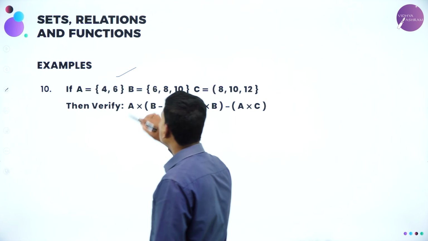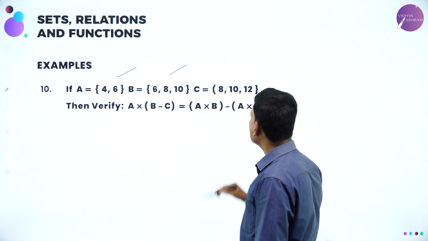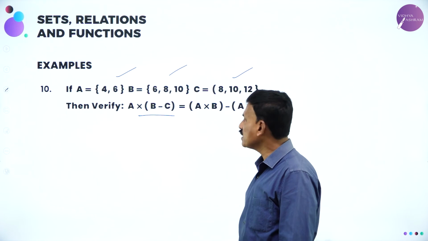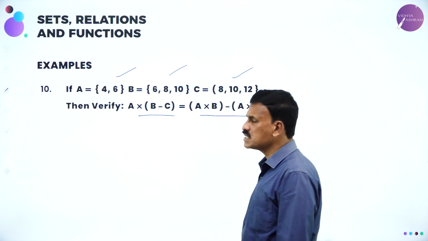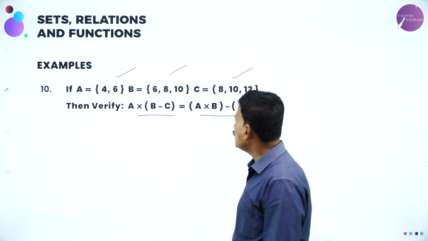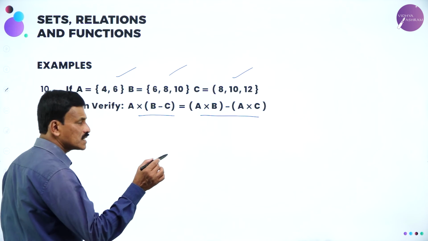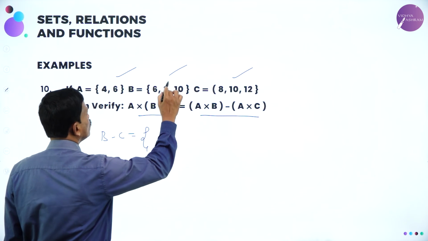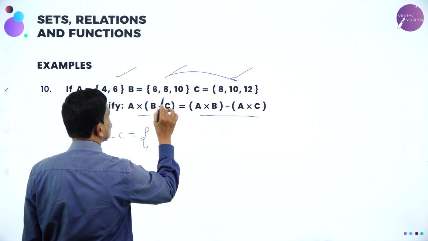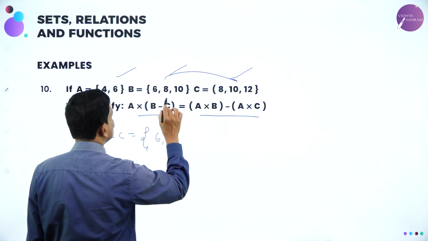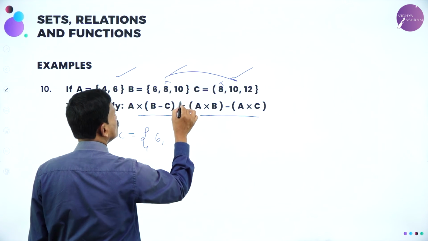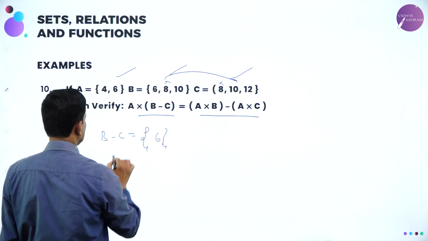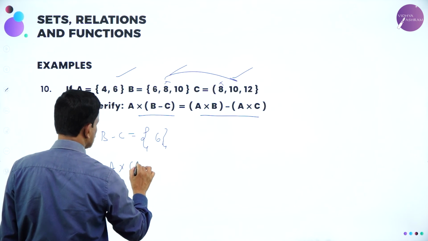If A is equal to {4, 6}, B is equal to {6, 8, 10}, C is equal to {8, 10, 12}, then verify A cross (B minus C) is equal to A cross B minus A cross C. Now first find out B minus C, the elements which are in B but not in C. 6 is here, 8 is there, we don't want 8, 10 is also there. So B minus C is {6}.